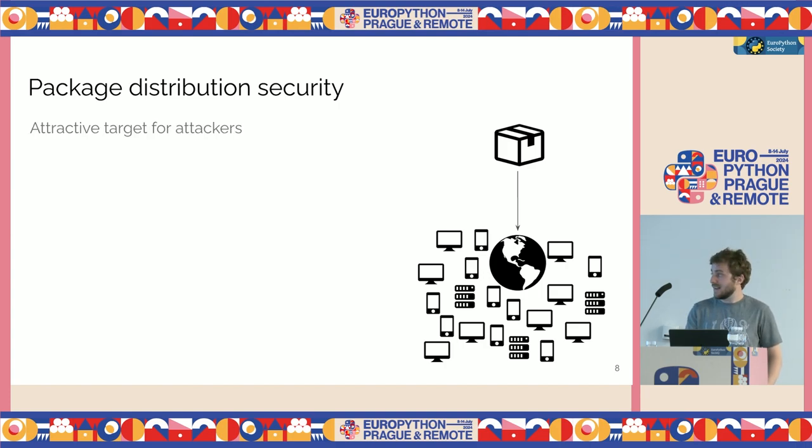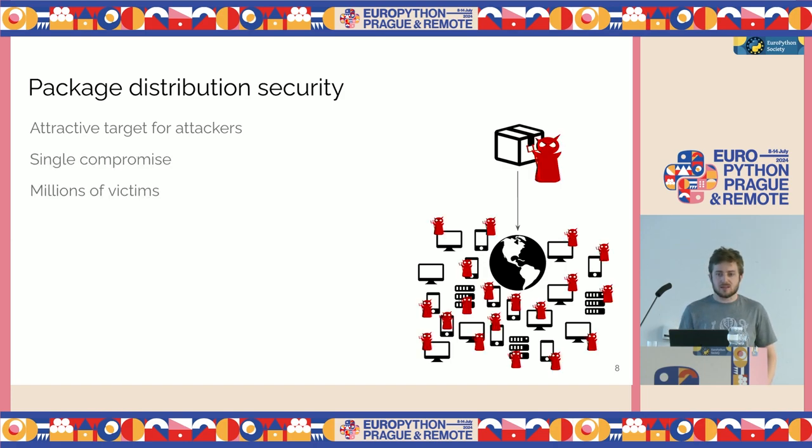with attackers. Distribution platforms in general are an attractive target for attackers because that's where they can maximize their impact. One compromise can have millions of victims. And these compromises do happen.